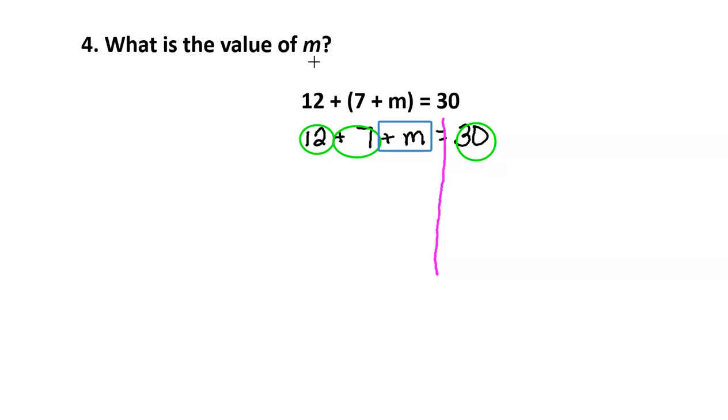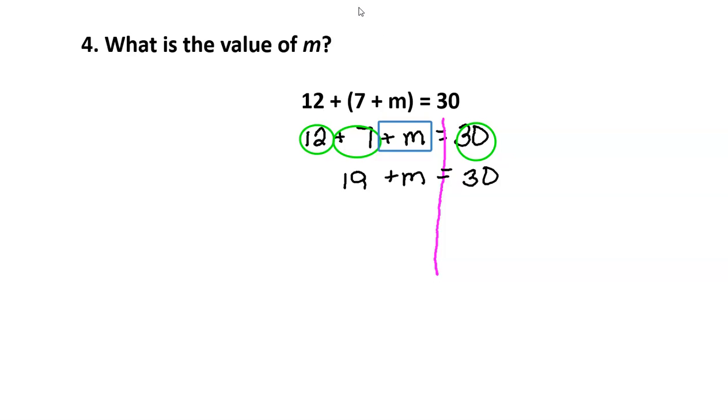So I have no fractions or decimals to remove. I didn't have distributive property, but I do have like terms. Notice that I have 2 green circles over here on the left-hand side. So they just say 12 plus 7. That's a pretty straightforward one. So 12 plus 7 is going to give me 19. So I'm now going to have 19 plus m equals 30. Okay, so I have 19 plus m equals 30.